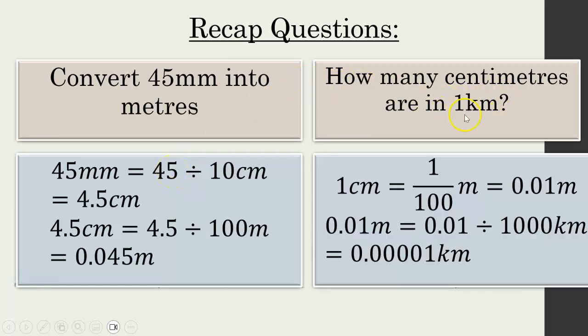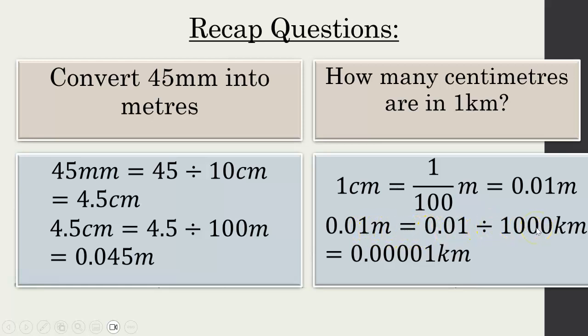Okay, how many centimeters are in a kilometer? 1 centimeter is 1/100th of a meter. Yeah, that's what centimeter means. So that means 1 centimeter is 0.01 meters. So 0.01 meters, what is that in kilometers? Well, I have to divide by 1,000.